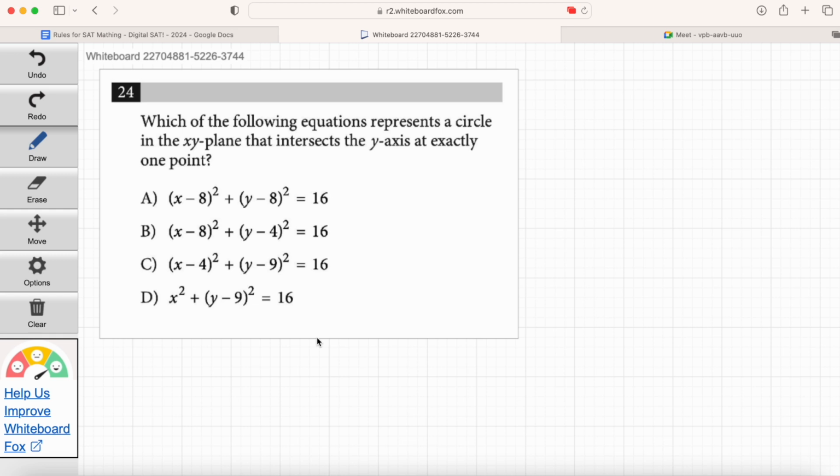One of the nice things about Desmos, you don't need to always rewrite the whole equation. You can just edit one of the equations. The only difference between A and B is you've got a -4 instead of a -8 in the parentheses. So you don't have to rewrite the whole thing. Just replace that -8 with a -4. We should get one circle that intersects the y-axis, the one going up and down, at exactly 1 point.